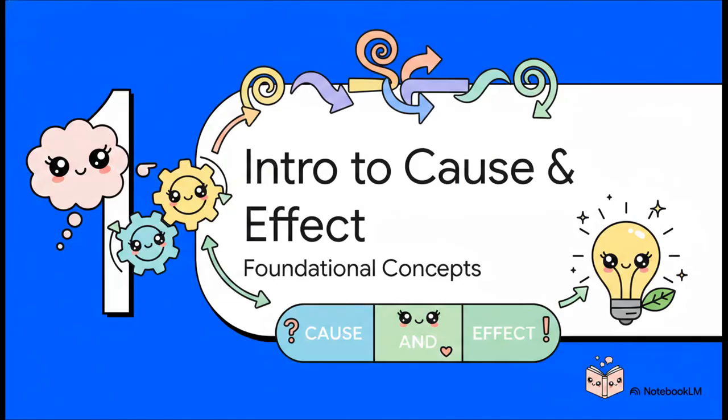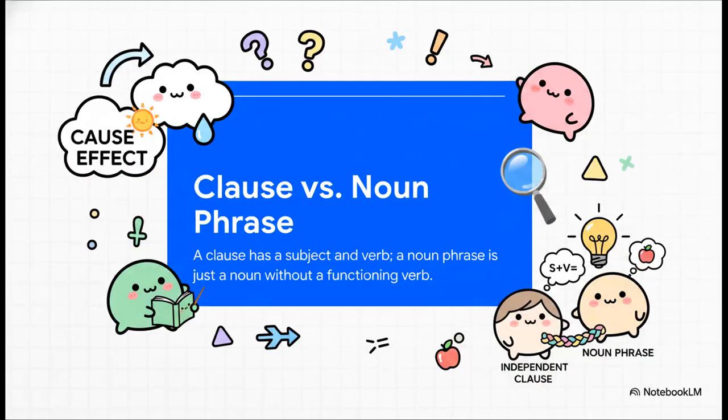Section 1, Introduction to Cause and Effect. Let's lay down those foundational concepts. So, in any kind of academic or scientific text expressing exactly why something happens and what results from it, that's literally the core of your entire argument. And here is the absolute secret to mastering English connectors. Your choice of word depends entirely on the grammatical structure that comes right after it.